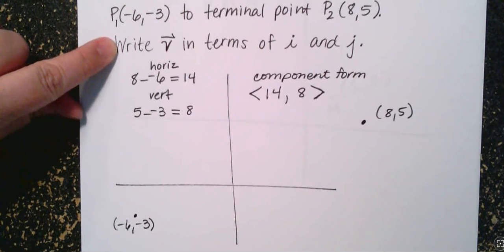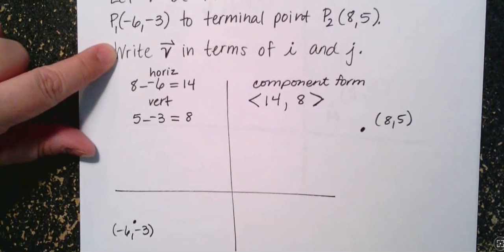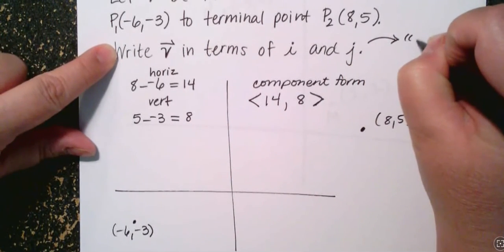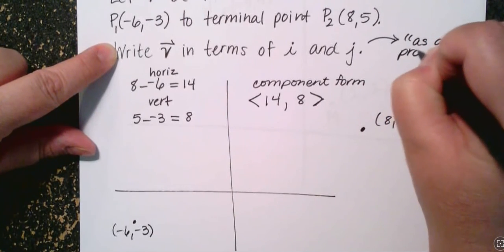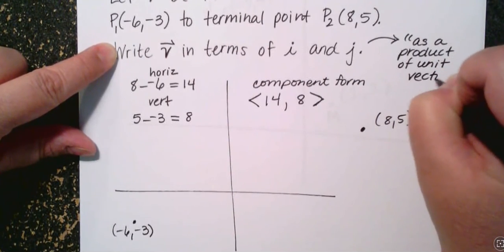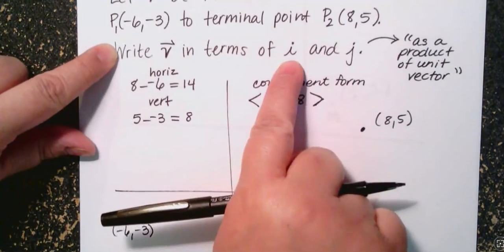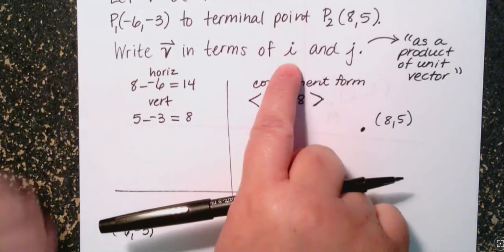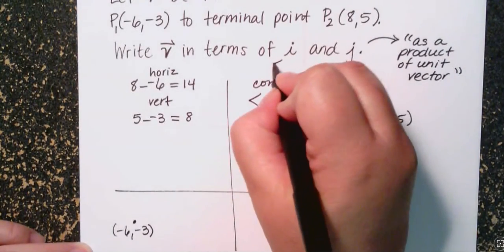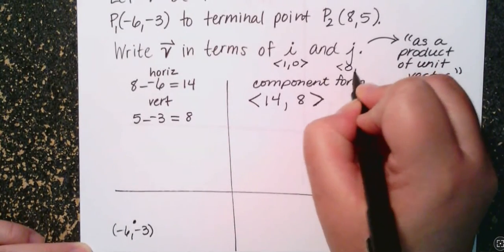We've been asked to write it in terms of i and j. So same vector, I'm going to write it in terms of i and j. And what that means is those are another way of saying that, let's put it that way, is as a product of unit vectors. A unit vector is a vector that has a length of 1 unit. Specifically, i and j are ones that we tend to come back to and use time and time again. And we think of i as being a 1 unit long vector that is horizontal, and j as a 1 unit long vector that is vertical.